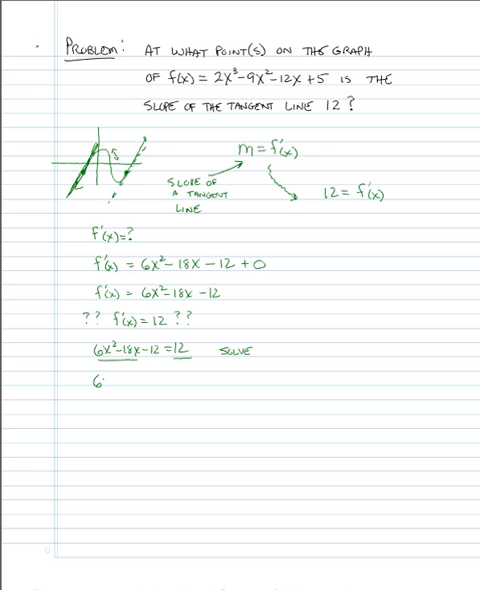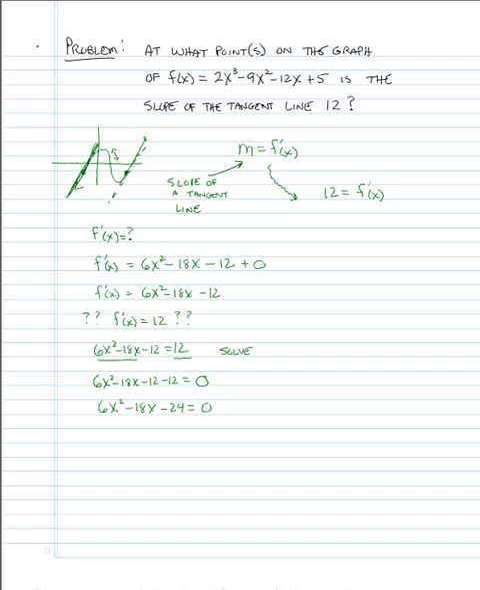And so we end up taking the 6x squared minus 18x minus 12 side and subtracting 12 from it, and 12 from the right side, so we end up with 0. But we have a negative 12 minus 12 on the left side, which is negative 24. So this ends up being 6x squared minus 18x minus 24 is equal to 0. Now we see that we have a quadratic equation we can solve.